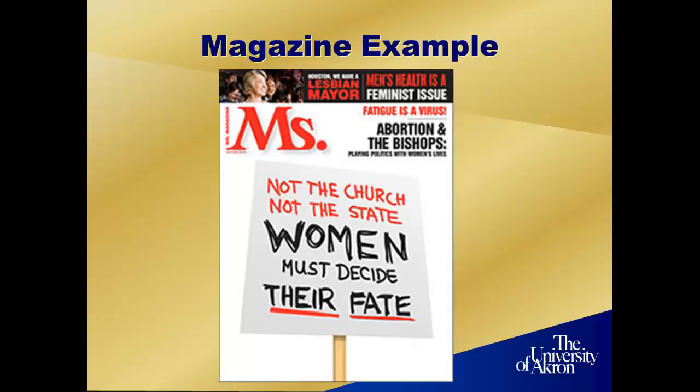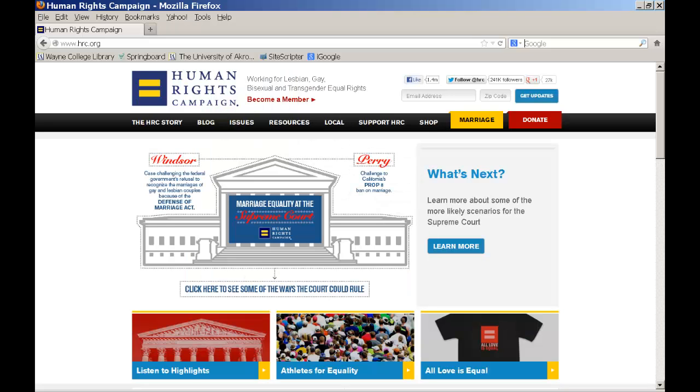Now, let's take a look at an example of a website and see how it stacks up in terms of bias. Here we are on the homepage for the Human Rights Campaign. Now let's say you are doing a paper on marriage equality in the United States, and this website was one of the top results in your Google search. How can we tell if this website is biased or not?